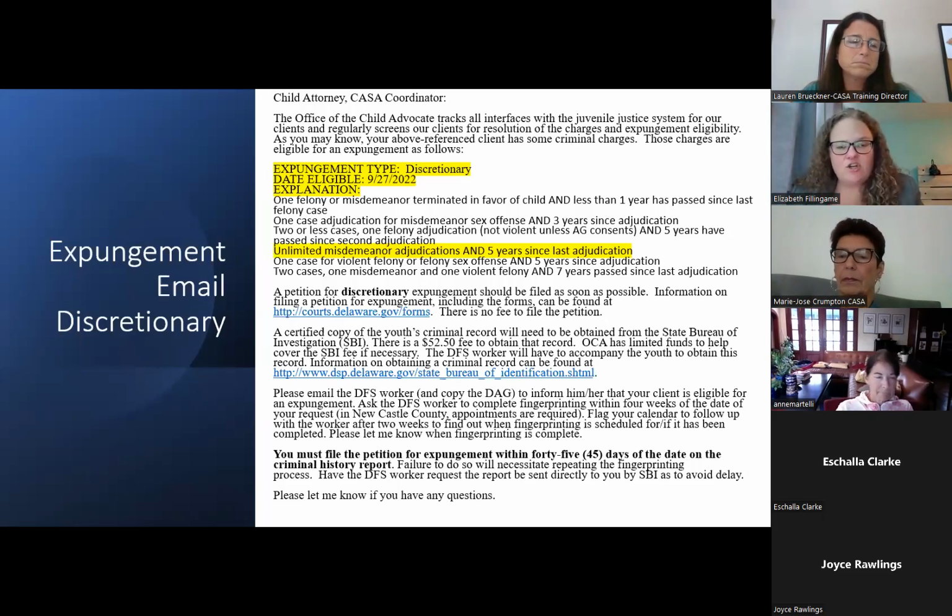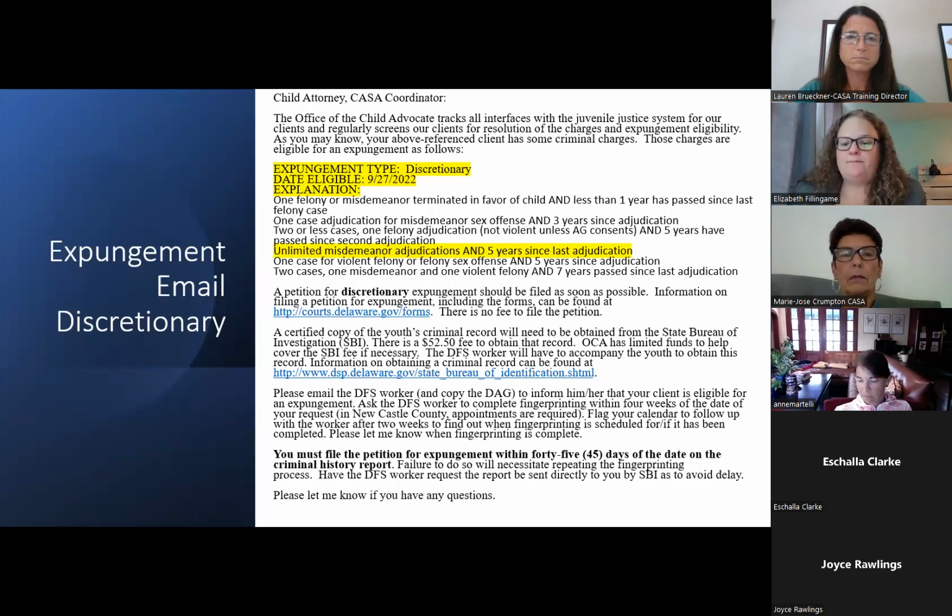I always encourage the attorney to specifically ask the DFS worker to have that certified criminal history mailed directly to the attorney, because you have to file the expungement petition within 45 days of the date on the criminal history. Otherwise, we have to start the whole process over again. And we've had it happen before where the DFS worker had it sent to them, they didn't get it to the attorney in time, and then it was no longer good. So best practice is for it to just go directly to the attorney's office. That way we don't have to constantly harass the worker for it and worry about it not getting filed in time.